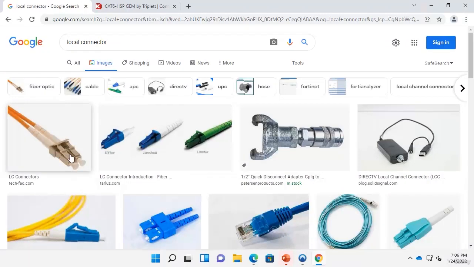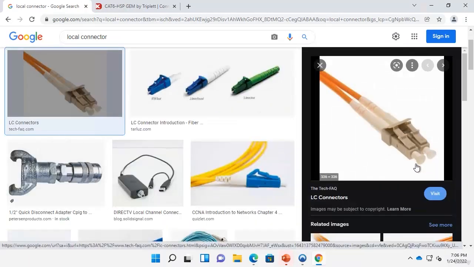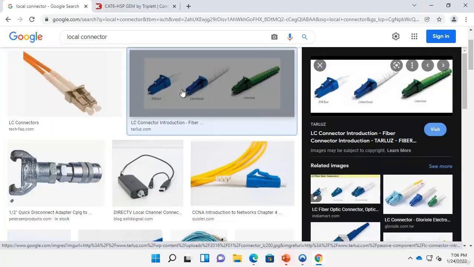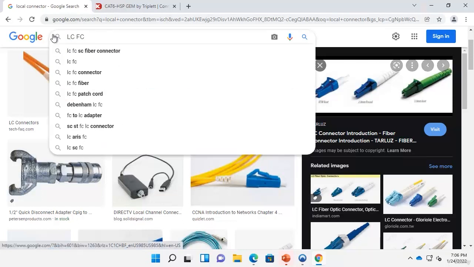Okay, that's a local connector, LC. If we bring this up a bit, we can see that it's like the stick and click, SC, but it's smaller. In fact, this is probably for multi-mode, and then these would just be for standard single mode. So you've got LC, FC, and SC.